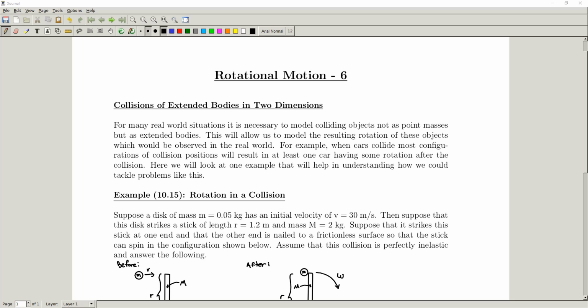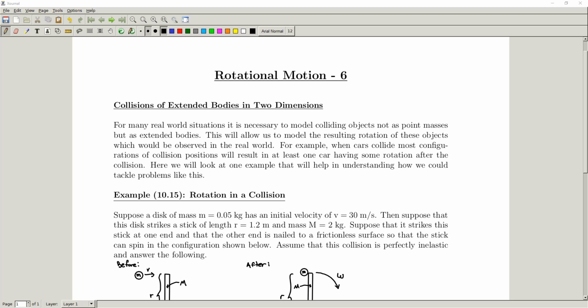The idea here is that in the real world, it's often more useful for us to model objects as objects with extent, right? So extended bodies when we're looking at some of these collisions. If we model objects as not point masses but extended bodies, then we can start looking at things like rotation in these collisions. If we look at a collision of 2 point masses, we can't really have any rotation, right? But if we look at the collision of two extended bodies, we can take into consideration that one or both of them may end up rotating after the collision.